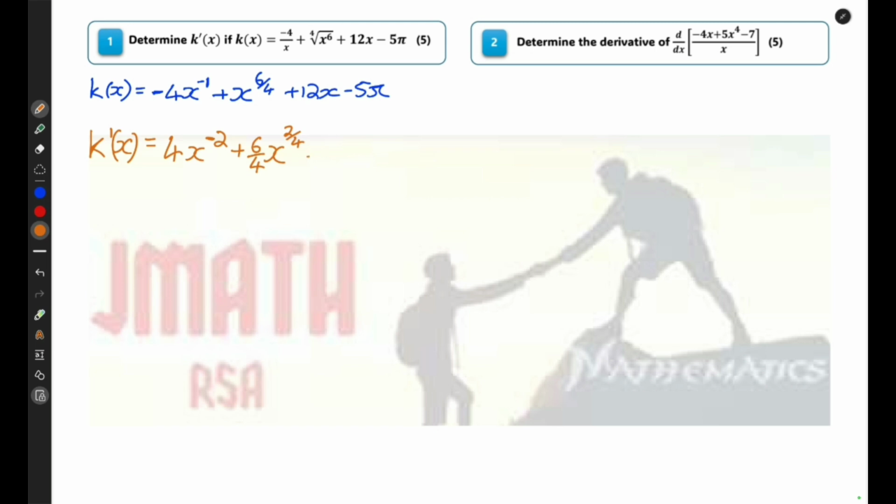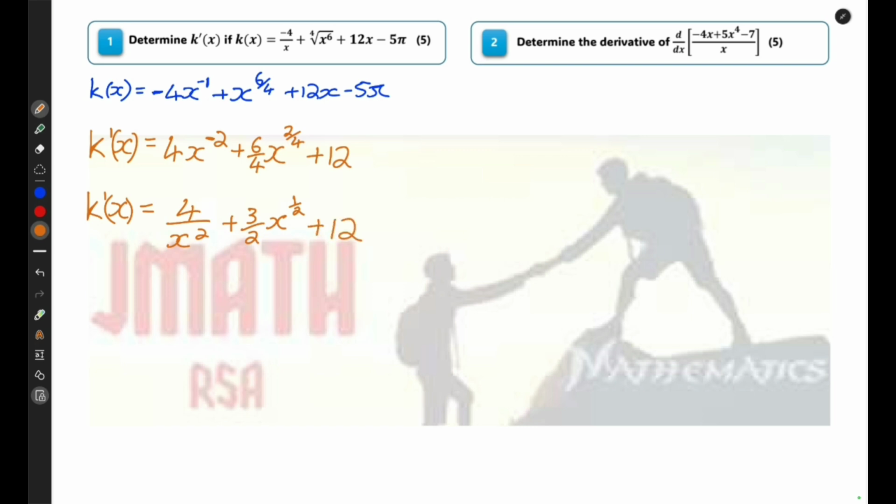Okay, then I can just say this is plus 12, and then remember, it's x to the power 1 minus 1, so it's x to the power 0, so then I don't write it. And then with the minus 5 pi, it does not have an x, so it cannot go to the derivative. Okay, my final answer in this case would then be 4 over x squared plus, I can simplify this, so 3 over 2x to the power a half plus 12.